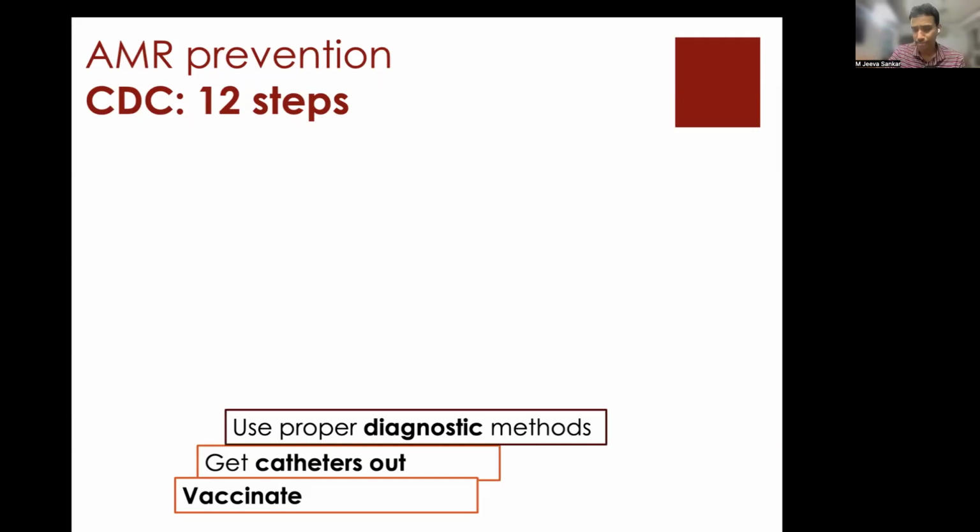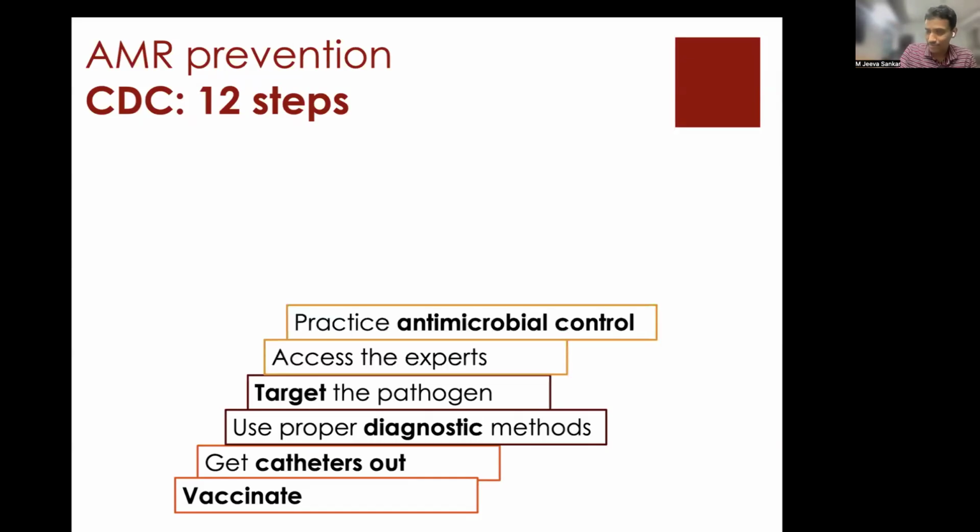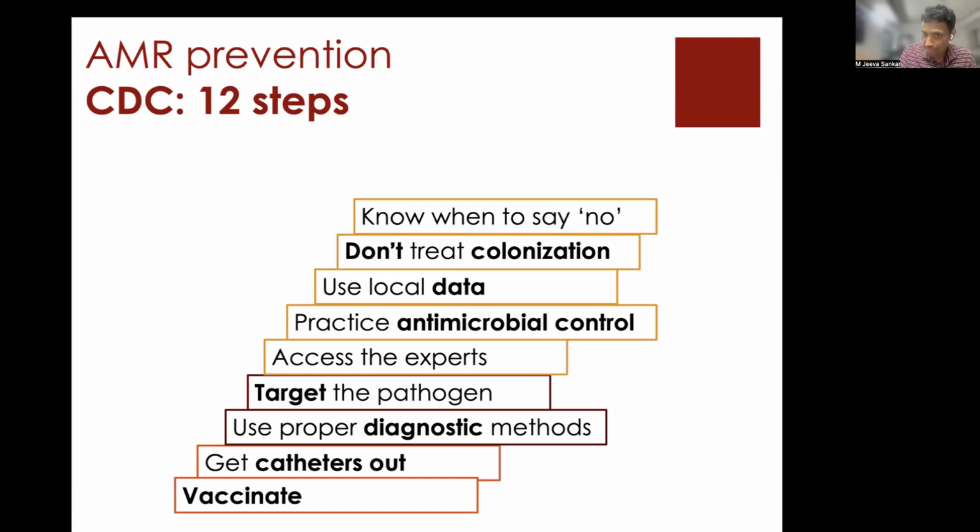Then use proper diagnostic methods. Target the pathogen. Don't just treat everything. It's not like a fishing net where you want to have everything. Target the particular fish which you want to have. Access the experts if you have doubts. Practice antimicrobial control. You should have the courage to stop antibiotics, and not to start antibiotics in a particular baby in which you can monitor the baby instead. Use local data to create an antibiogram and then an antibiotic policy. Never treat colonization. Colonization is not equal to infection.